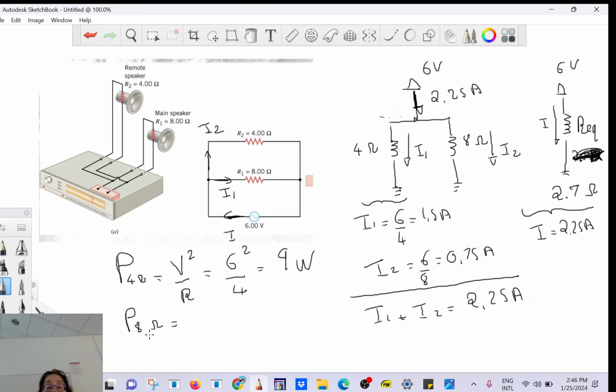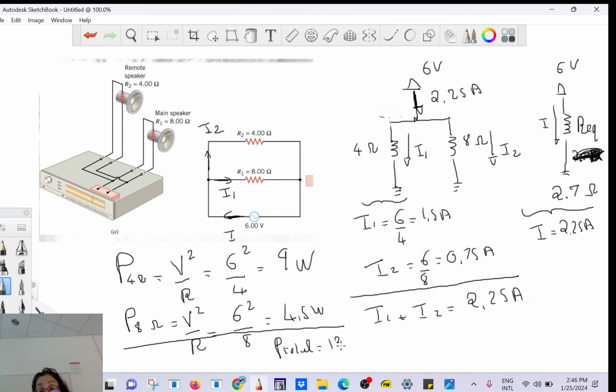So for the 8 ohms, that's going to be V square over R. So it's going to be 6 square over 8. And what do you get? 4.5 watt. So what's the total energy consumed? Exactly. That's going to be 13.5 watts.